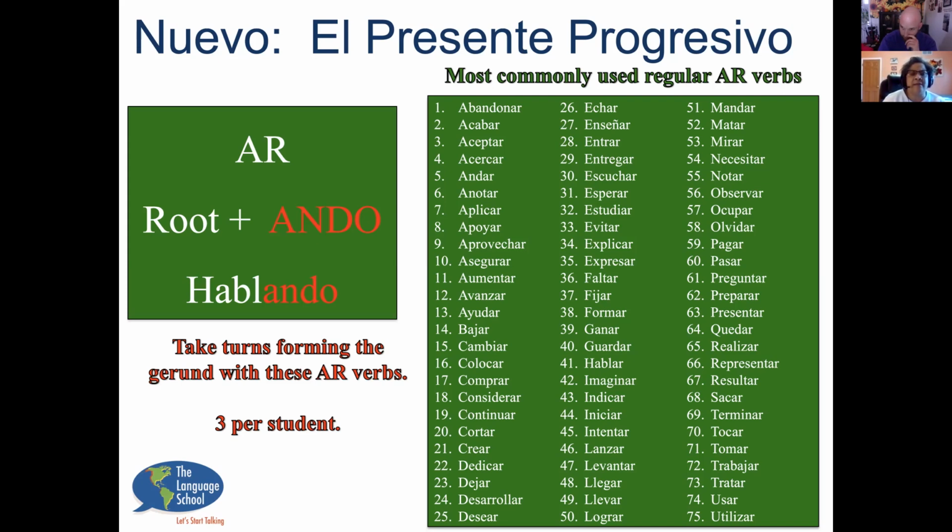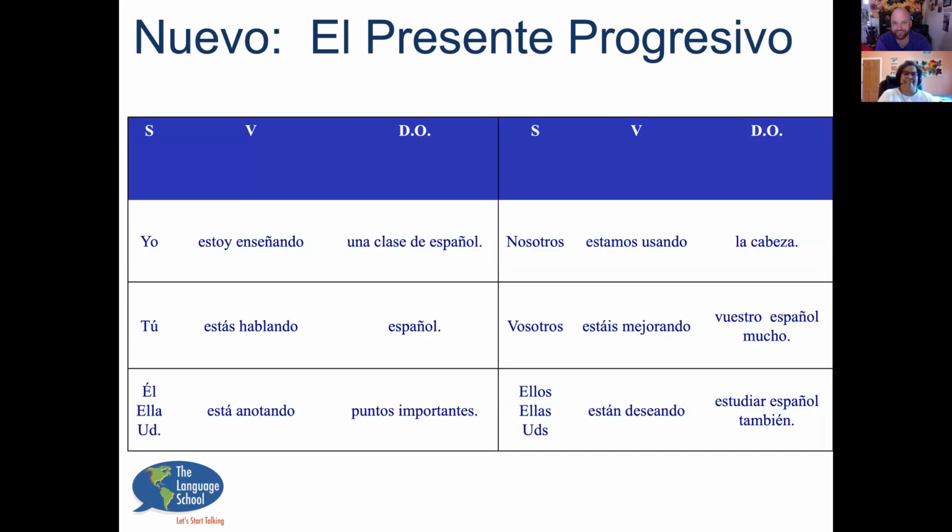Is it lanzando? Lanzar means to launch or to start. Okay. Launching or starting, muy bien. And then maybe matando. Matar is to kill. Okay. All right. Very good.